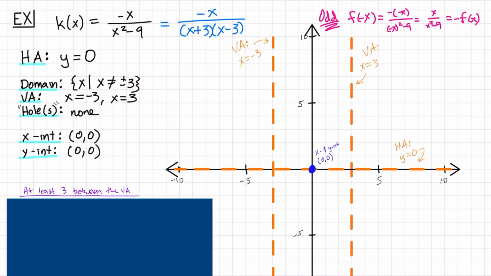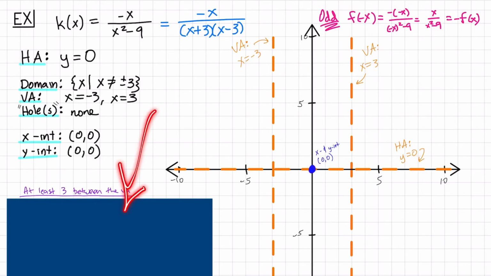So we have k of x is -x over x squared minus 9. And when we worked this last time, we went ahead and factored it, and we noticed that nothing reduces. So because nothing reduces, we have no holes, but we do have two vertical asymptotes, one at x equals -3, and one here at x equals 3. We also got our x and y intercept to be 0, 0.